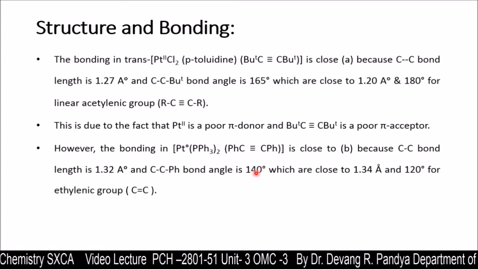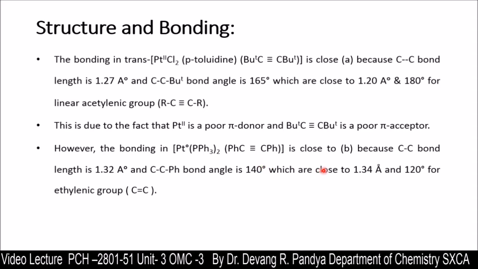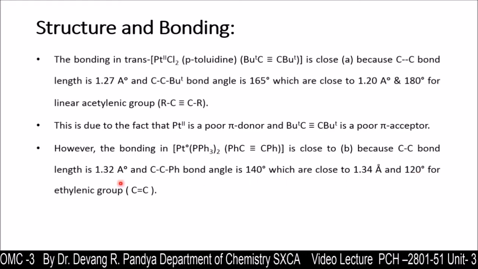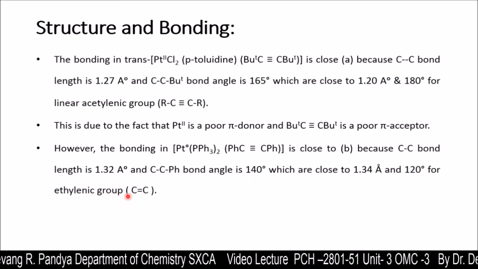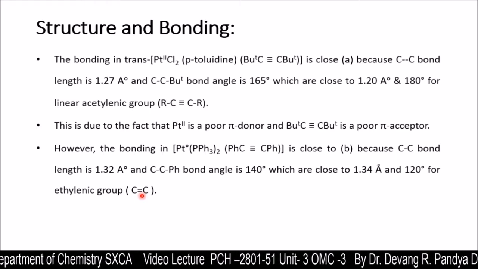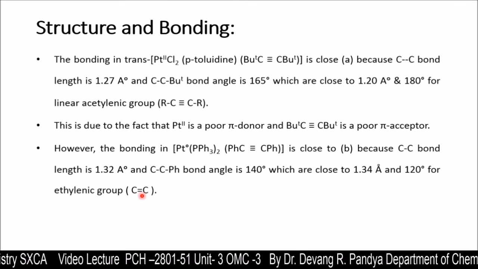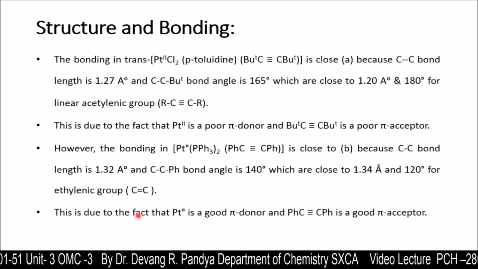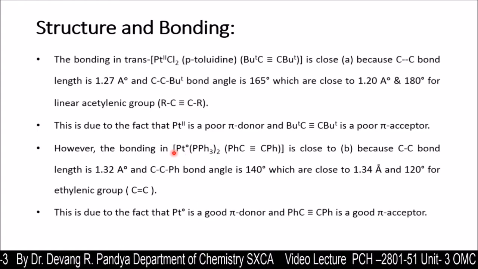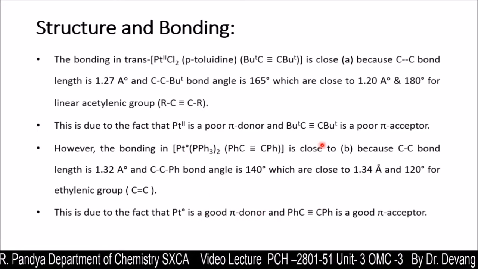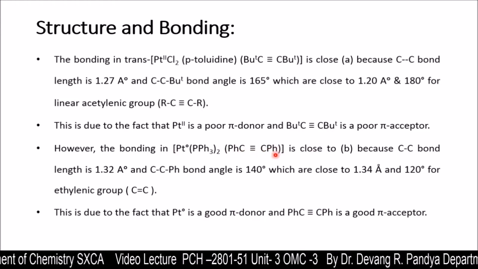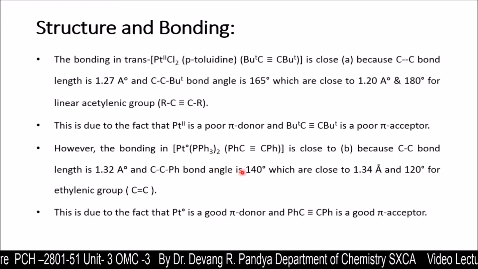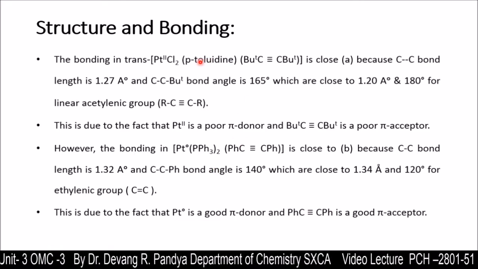That means more bent structure would be there, with a C=C distance close to 1.34 angstrom and an angle of 120 degrees for the ethylenic group, that is C double bond C, and hence we are going to get a cyclopropene-kind of alkyne metal complex structure. This is due to the fact that platinum here in the zero oxidation state is a good pi donor, and the diphenyl acetylenic group is a good pi acceptor, and hence you can say the structure is like B, and here you can say the structure is like A.